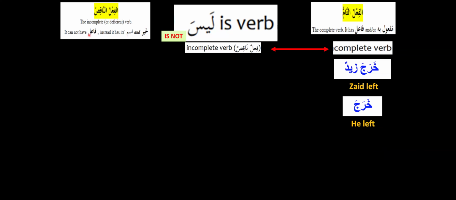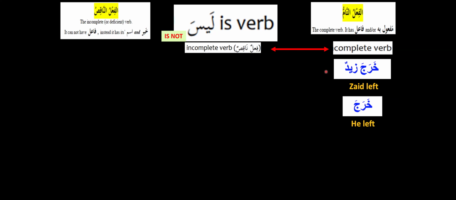So if I say, once again, kharaja zaidun is a complete verb, Zaid left. Or if I say kharaja, it means he left, right? So this is another example of a complete verb. You can say it in both ways: kharaja zaidun, where you mention the name of Zaid and say Zaid left, or kharaja, meaning he left or he went.